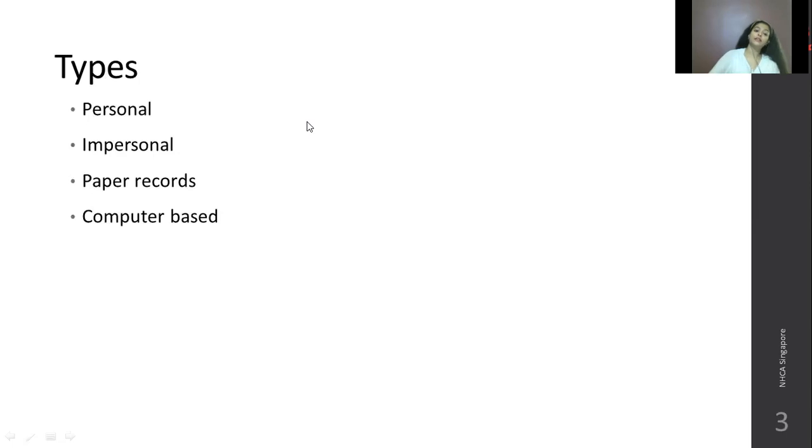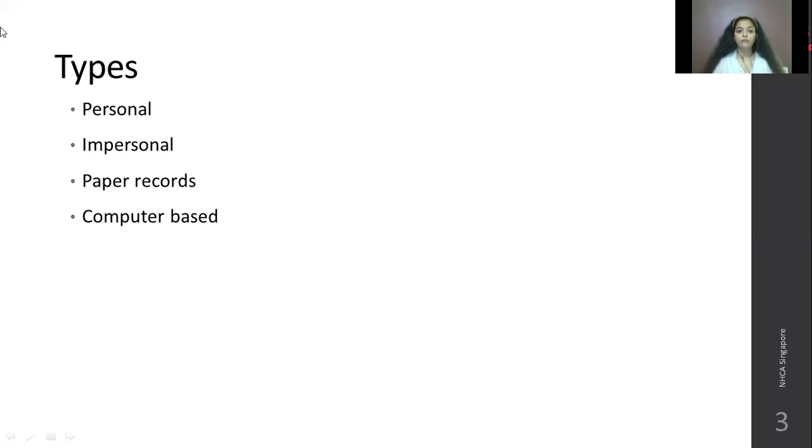Then types. There are personal records and impersonal records. Personal records are for all-purpose use, and impersonal records can be used for research or statistics. Wherever a patient's consent is required to use medical records for research purposes, to study, or to give to other doctors to study the cases, in such cases the patient's consent is required. Personal records, the hospital can use based on the patient's case.